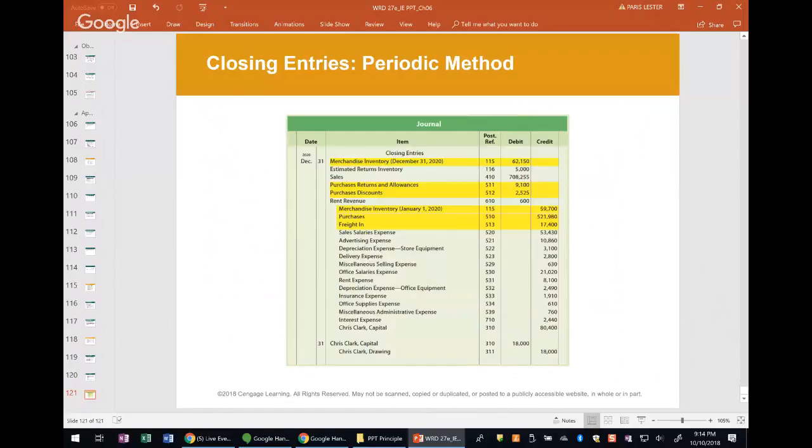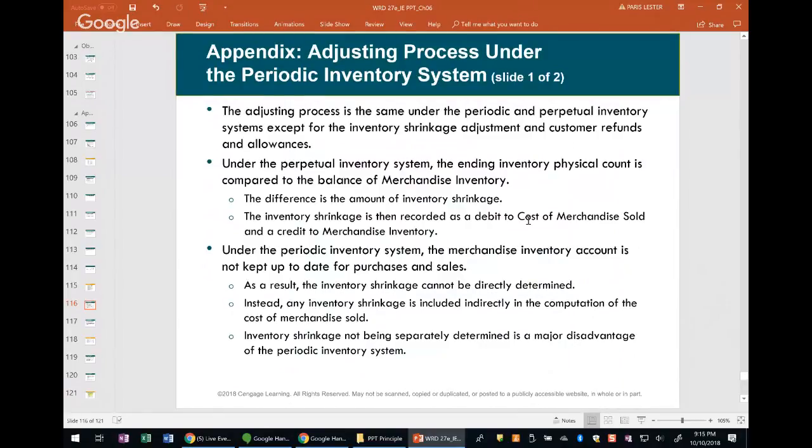The closing process is not a lot different, but you've got a lot more accounts. You've got to close out your merchandise inventory and estimated returns and discounts and allowances. So you've got a few more debits up here to close out. You have a few more credits here, but we'll look at those. We'll practice them. All right. So now we need to practice. First thing we're going to do is look at exercise 13, page 324.